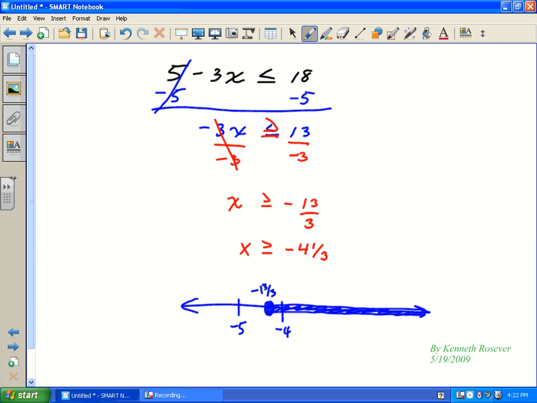So as an interval notation, I would write it like this. Well, that should be negative 4 and 1/3, comma, infinity. And when infinity doesn't have a negative next to it, we assume that we're talking about positive infinity, which is all the way to the right. So x can be anywhere between -4 and 1/3 and positive infinity.